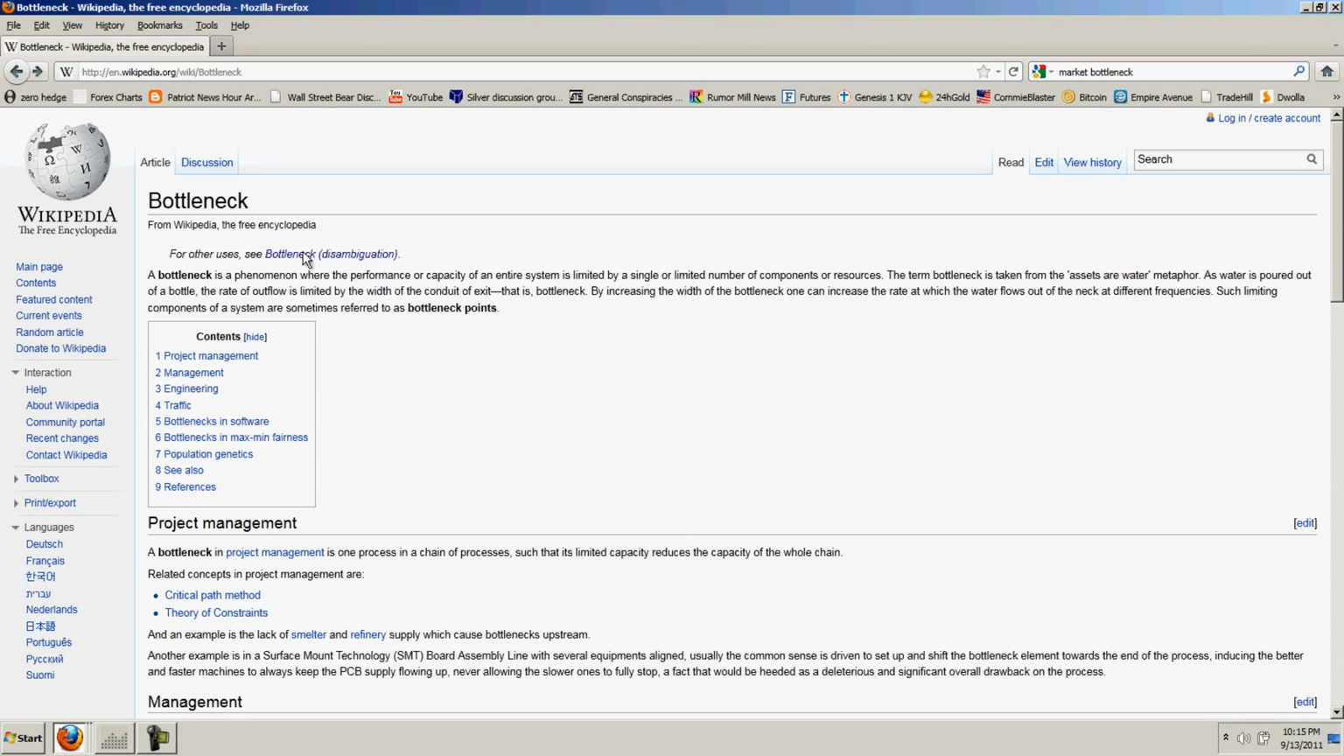So this is just a general article on bottleneck, but it is informative too, so I'm going to read it real quick. A bottleneck is a phenomenon where the performance or capacity of an entire system is limited by a single or limited number of components or resources. The term bottleneck is taken from the water bottle metaphor. As water is poured out of a bottle, the rate of outflow is limited by the width of the conduit of exit. That is the bottleneck.